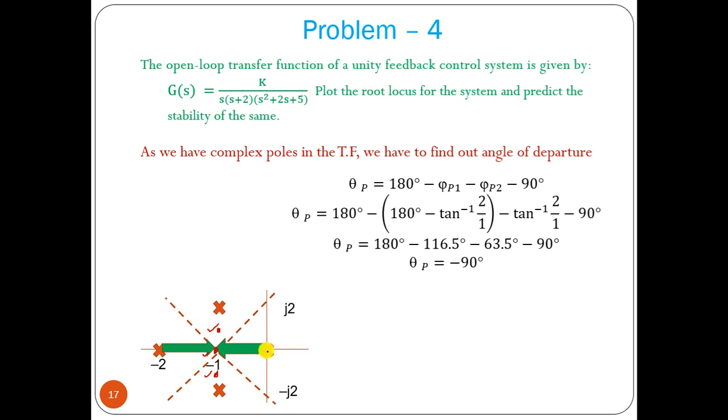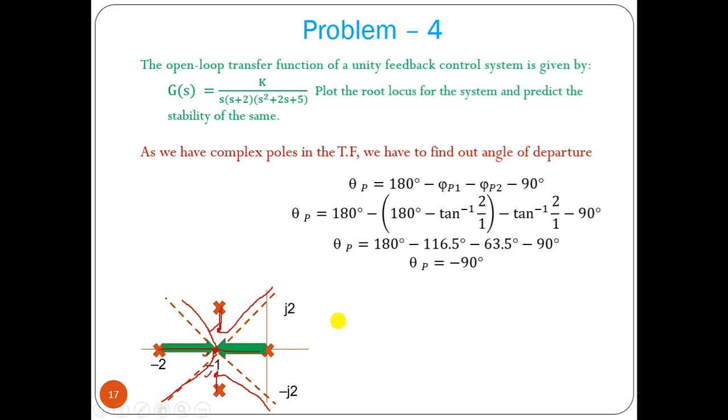Not a simple one. One pole comes here and goes along this way, another pole goes along this way, and this pole should depart and go like this. This pole comes here and goes like this way. This pole comes here and goes like this way, and these two poles come here and go like this way. That should be the plot. Which pole is going where, we have to find out from the MATLAB plot.